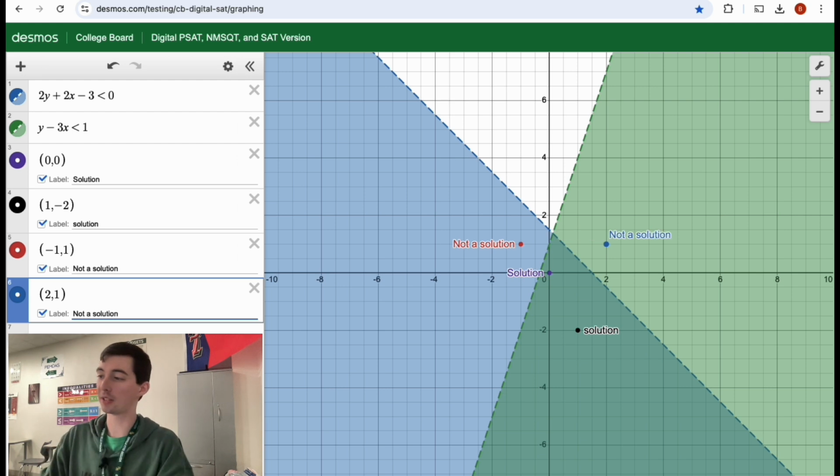So again, any points in this double shaded area are solutions. Any points that are not in that area are not solutions.